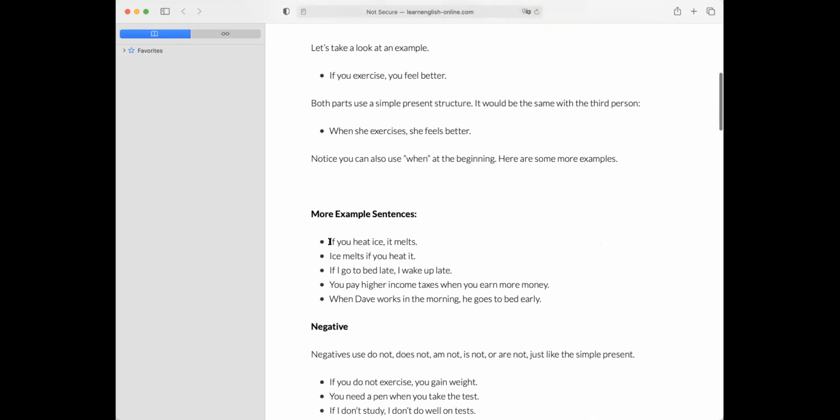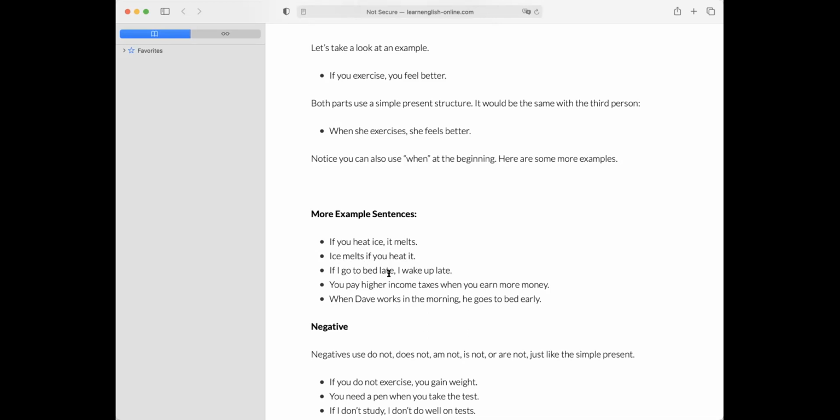More examples. If you heat ice, it melts. Si usted calienta el hielo, este se derrite. Ice melts if you heat it. El hielo se derrite si usted lo calienta. So it's the other, using the other order. Notice that we don't use a comma here.